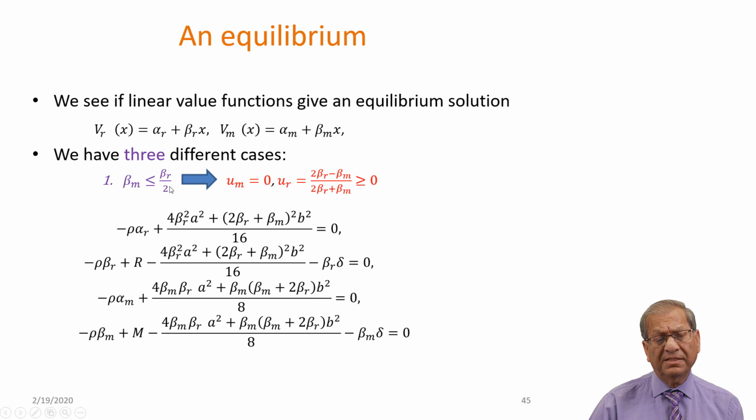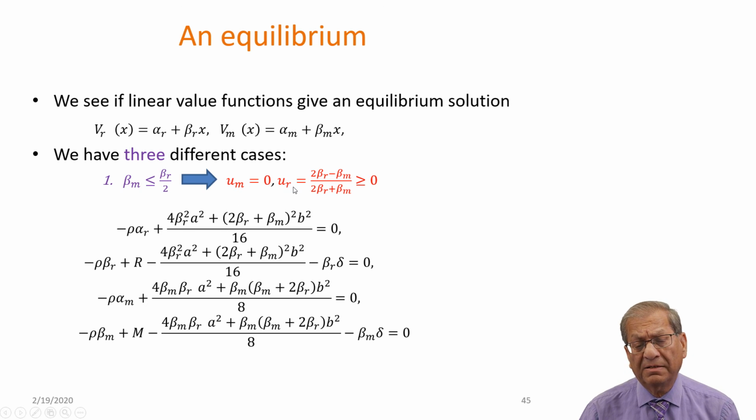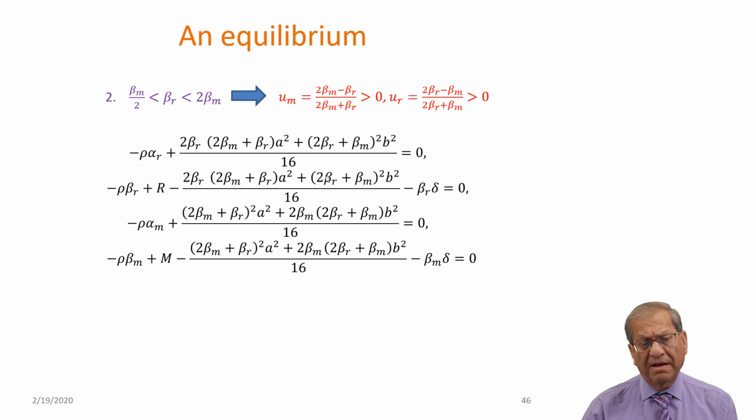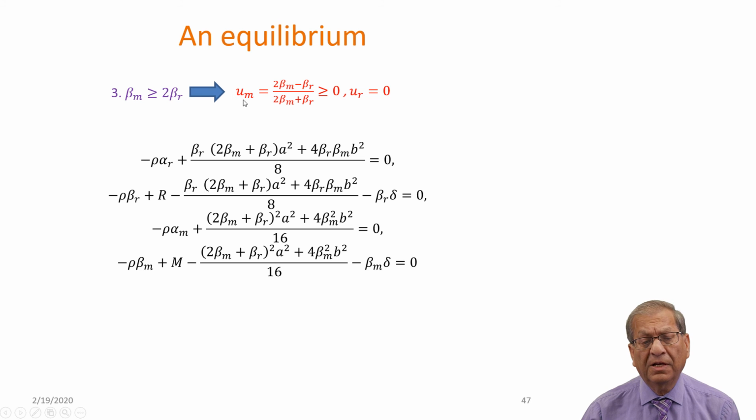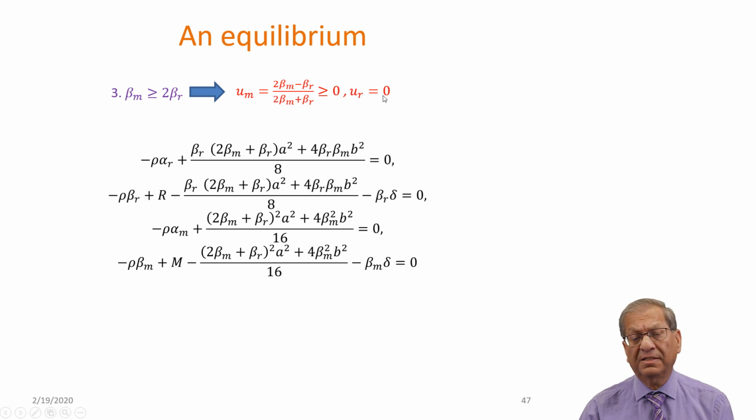If beta M is less than beta R by 2, we can see that the manufacturer does not participate, but the retailer gives the subsidy to the manufacturer's advertising. Next, we have the second scenario in which beta M by 2 is less than beta R less than 2 beta M. In this case, we can see that both each subsidize the other. Finally, there's the third scenario in which UM subsidizes, the manufacturer subsidizes the retailer, but the retailer does not subsidize.